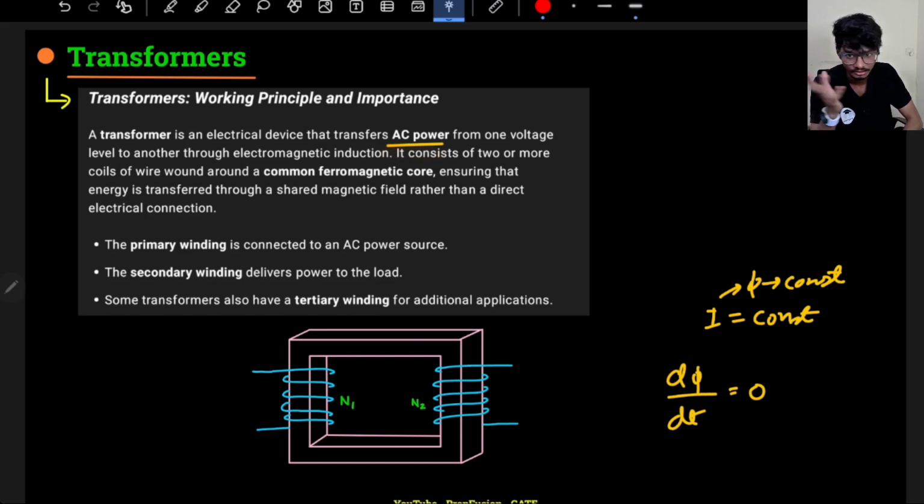Everywhere you see in your home, the power comes to you through distribution transformers, from one voltage level to another voltage level through electromagnetic induction. So what do we mean by voltage level?